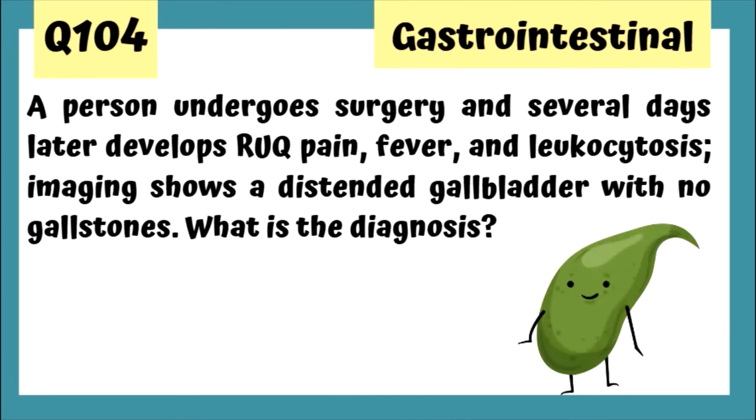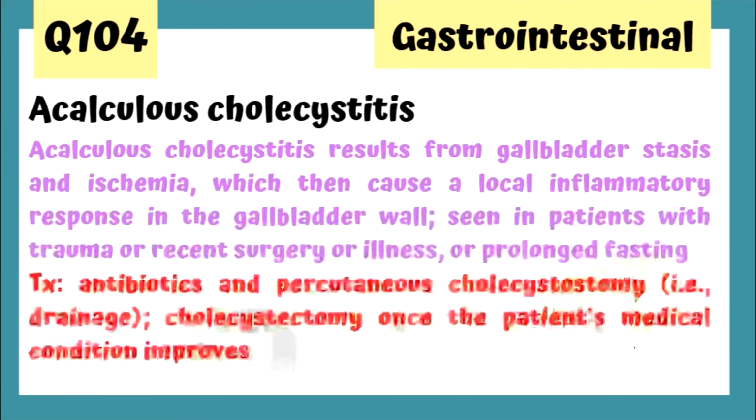Question 104. A person undergoes surgery and several days later develops right upper quadrant pain, fever, and leukocytosis. Imaging shows a distended gallbladder with no gallstones. What's the diagnosis? Here we have acalculous cholecystitis, which results from gallbladder stasis and ischemia, which then causes a local inflammatory response in the gallbladder wall, and it's seen in patients with trauma, surgery, illness, or prolonged fasting. Treatment is with antibiotics and percutaneous cholecystostomy, i.e. drainage, and cholecystectomy once the patient's medical condition improves.